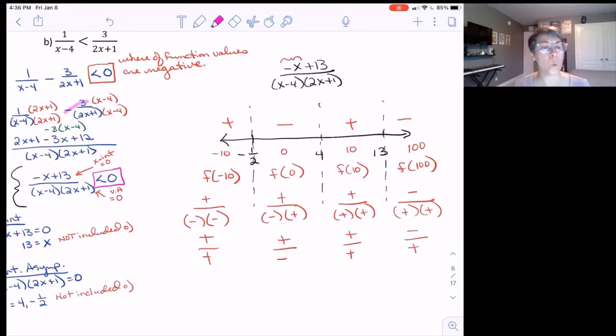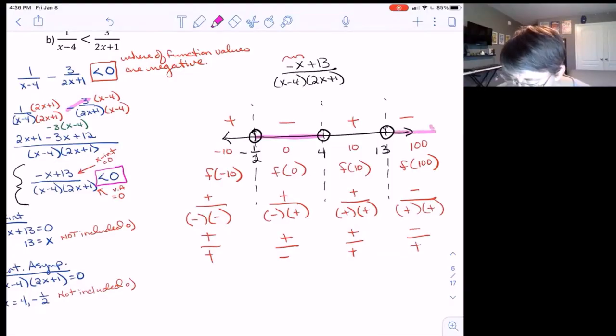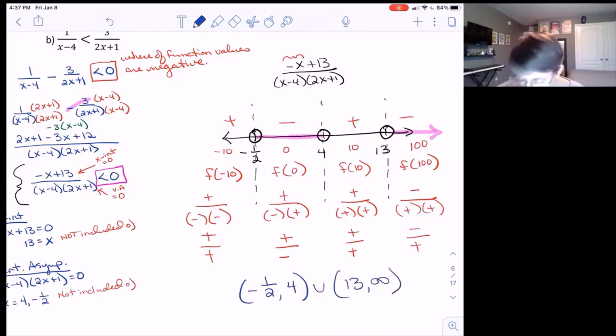So we want to know where it's negative. So that's between negative 1/2 and 4. And remember, none of these special values there are included. We don't have the or equal to. And our last interval of negative y values is to the right of 13. So we have two intervals that work. That's parentheses, negative 1/2 to 4, close your parentheses, union, parentheses, 13 to infinity, close your parentheses.